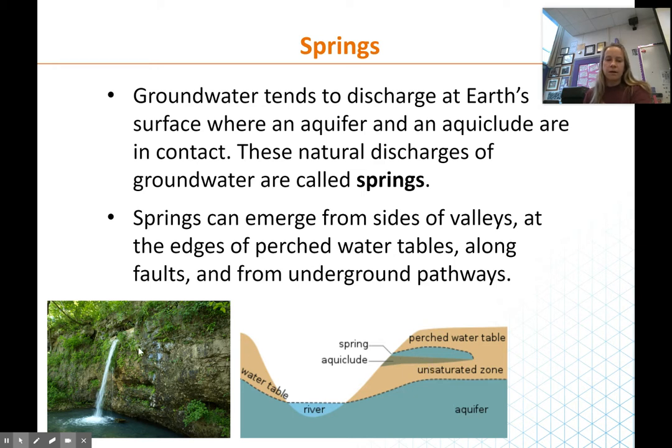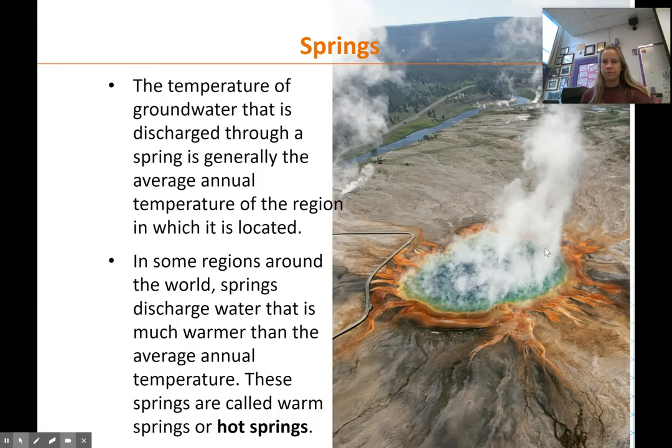And then you can see it here coming out. So that's why we get springs sometimes in areas, especially around here where we have a lot of mountains. We'll get springs, and those are just from those perched water tables.